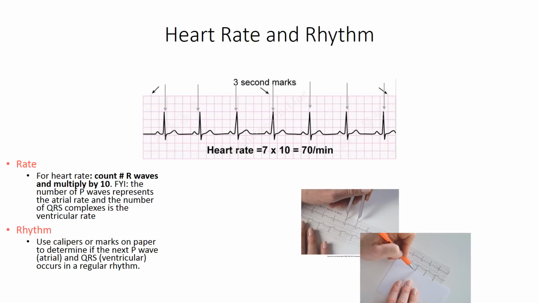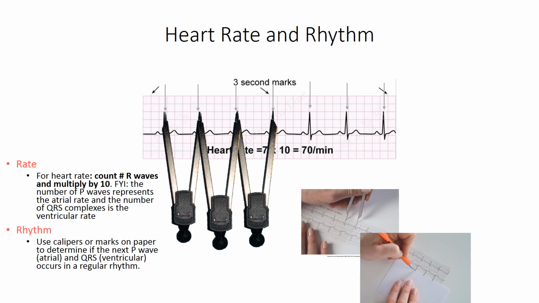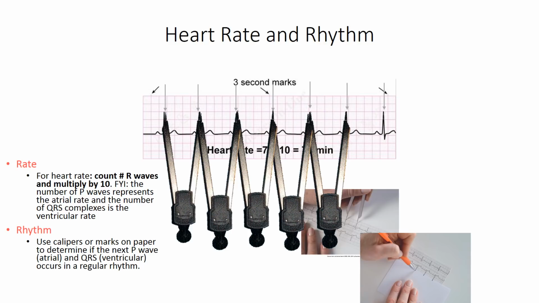Here we use calipers or marks on a piece of paper and determine the distance between 2 R waves and then march that distance out to all the other spaces between R waves, or the R to R distance, to see if it's the same. If the spaces between all of the R waves are very similar, so within 1 to 2 tiny boxes of each other, then the rhythm is regular.